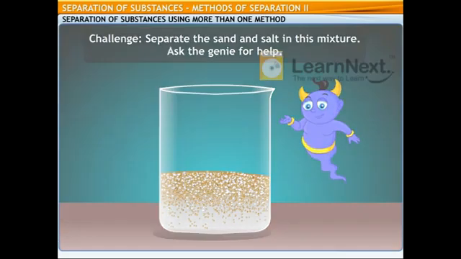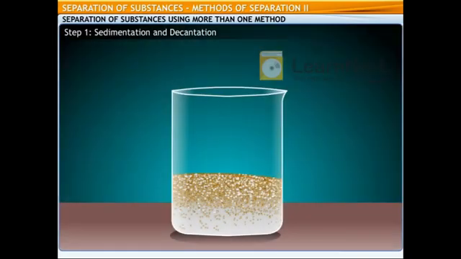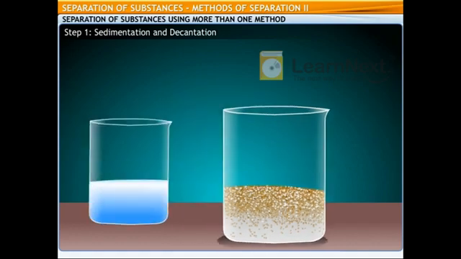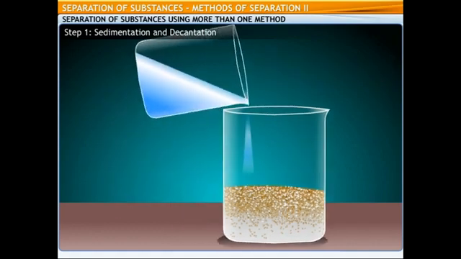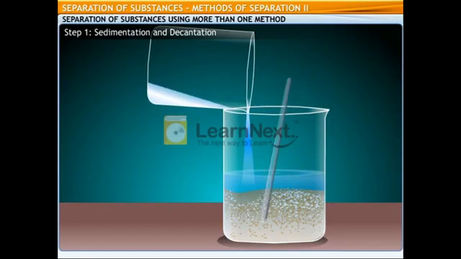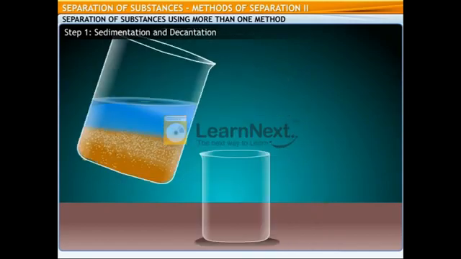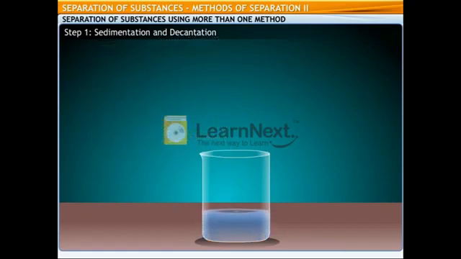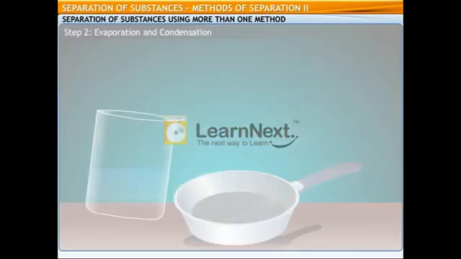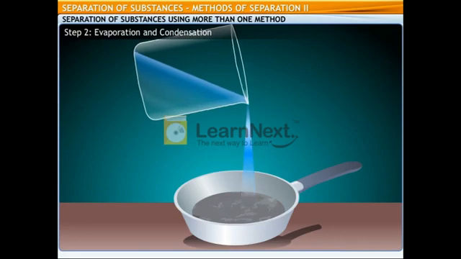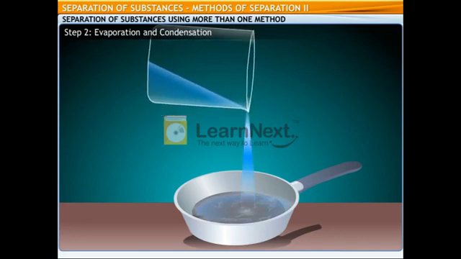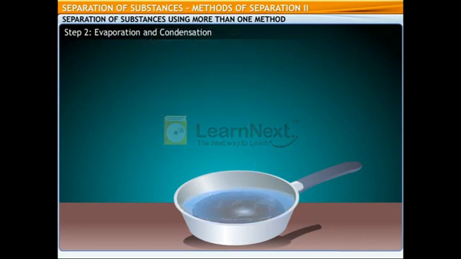Let me try. The first method we'll use is sedimentation and decantation. Let's put this mixture in water and wait for the sand to settle. Then, we will decant the salty water, which will separate the sand from the mixture. Now, we have to separate the salt from the water. You might remember that the process of evaporation can be used for this.